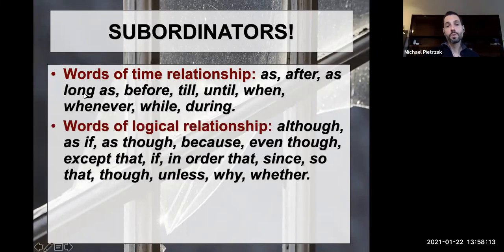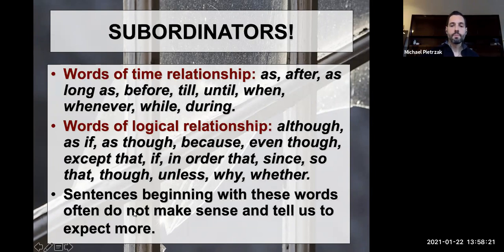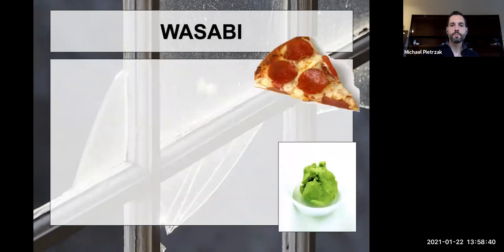Or subordinators can be words of relationships. Although, as if, in order that, since, whether, okay? If sentences begin with these words, they probably don't make sense unless you're adding something at the end, right? They tell us to expect more. So if Arnold is saying, although I'll be back, you're waiting for something else after that, right? It doesn't make sense. You're left hanging. So if it sounds like you're left hanging, you might have an incomplete sentence or a fragment.